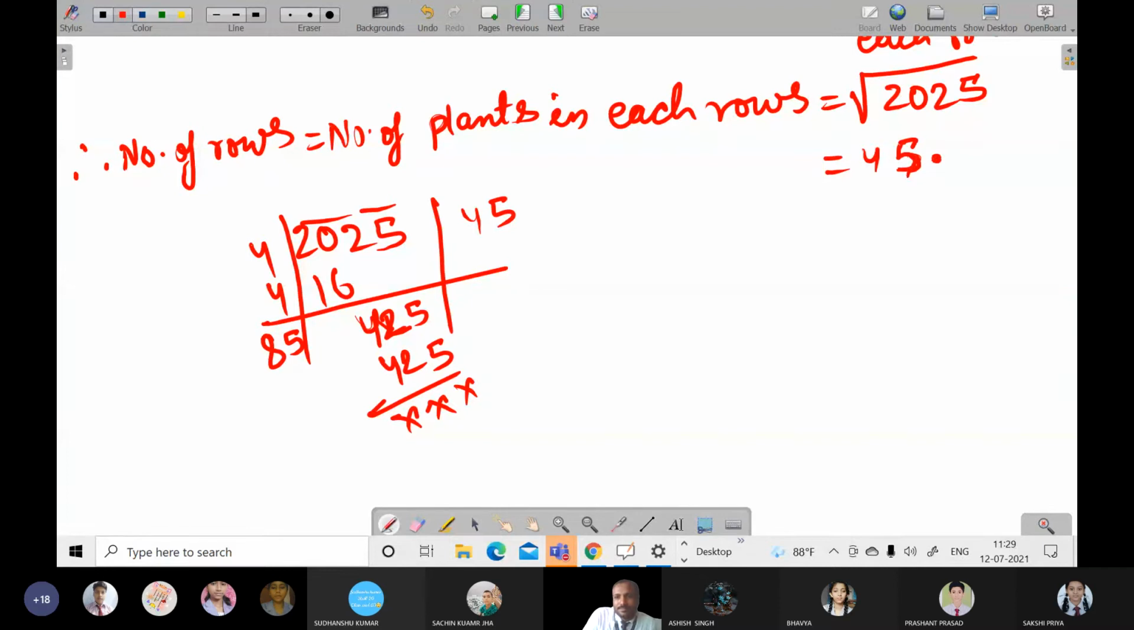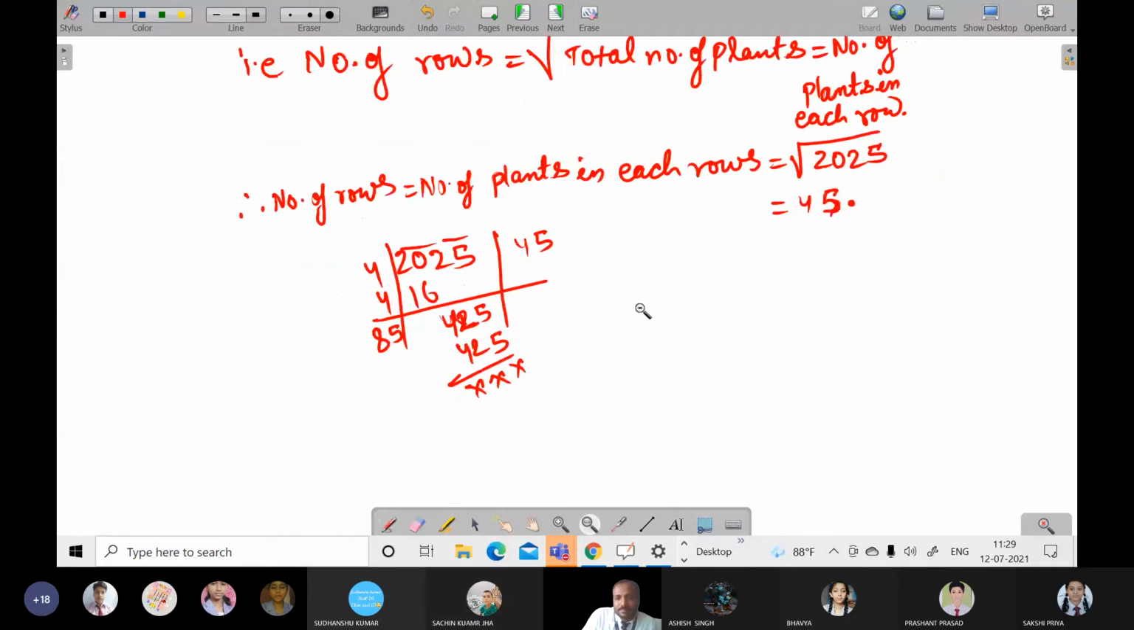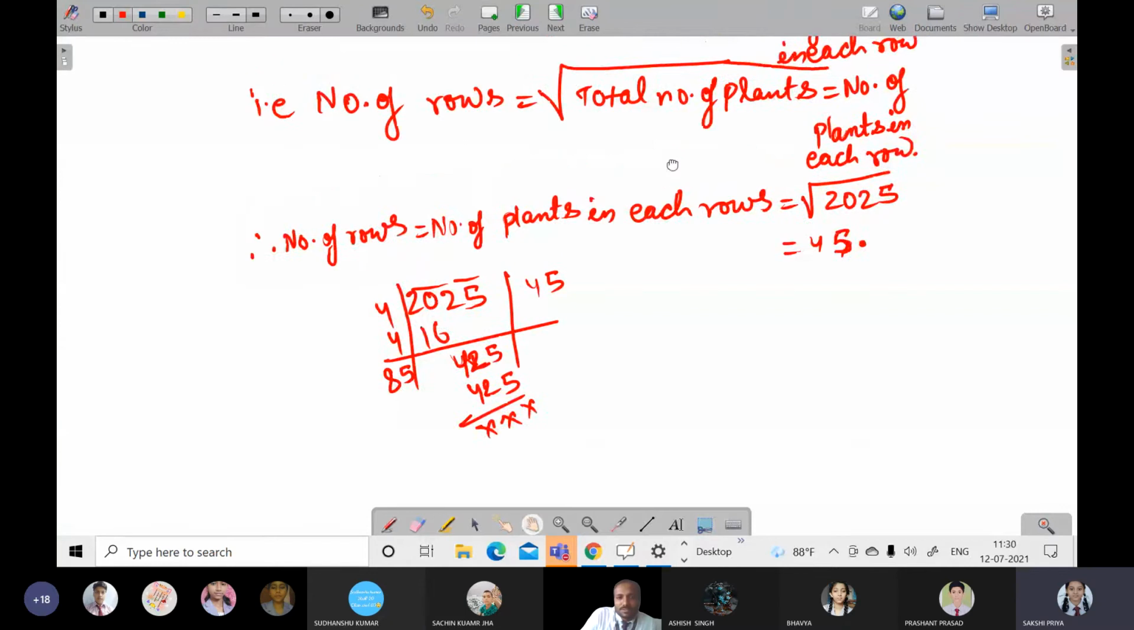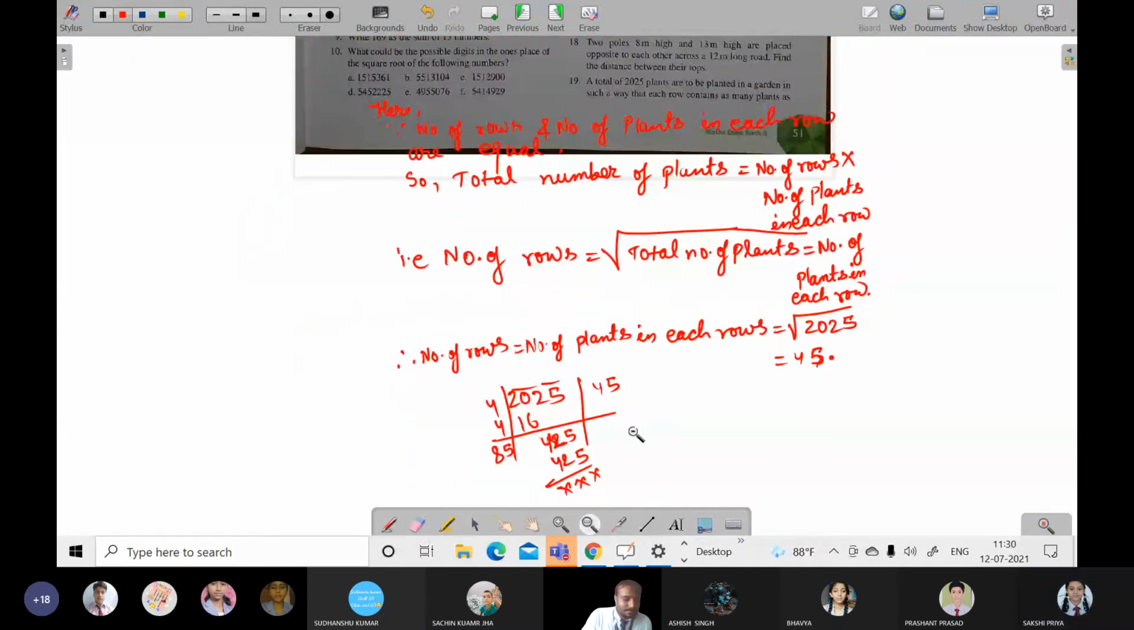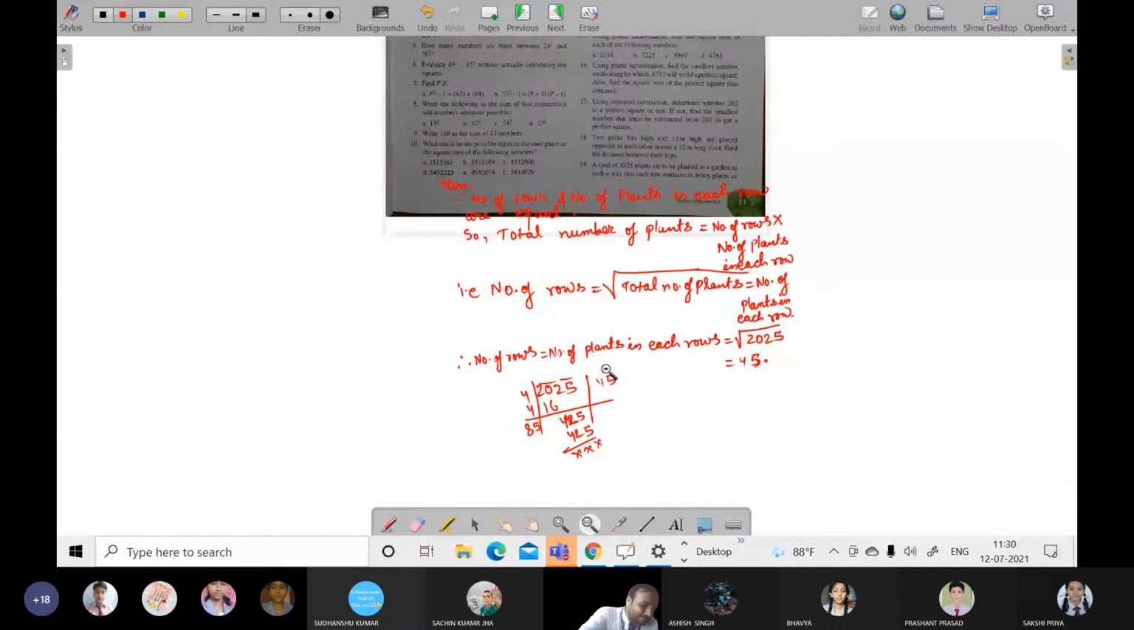Got it? Yes. So is this clear? Yes, sir. Make it small. Yes, I had made it small. Further more small is required. Or it's okay. It is okay now.